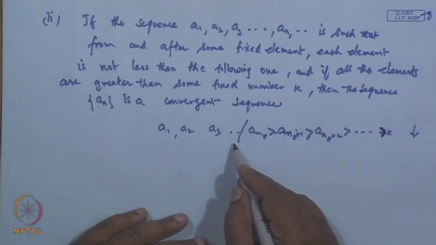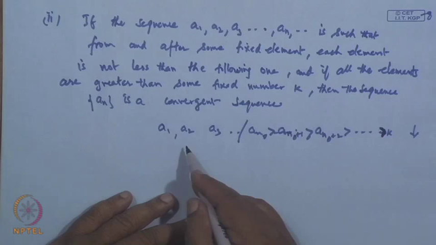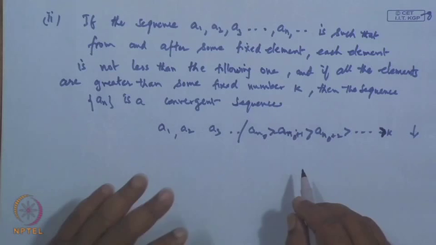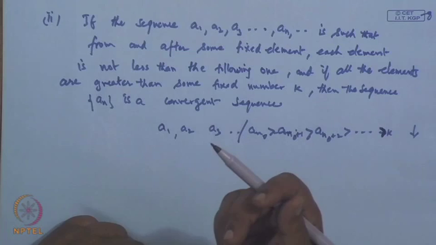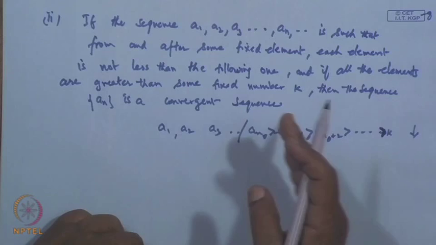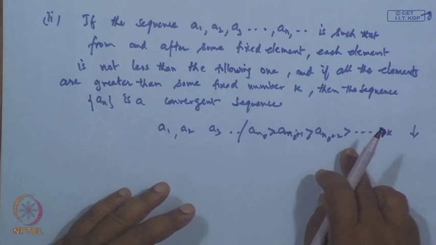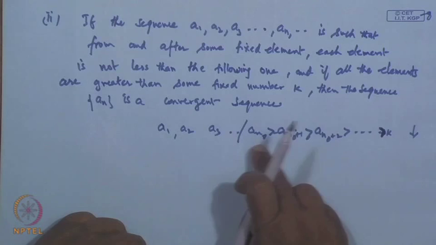But why is it after some term onward? Because the first few terms do not affect the convergence or divergence of the sequence. If the limit of the sequence is some finite quantity, then whether the first few terms are very large or maybe infinity, we would not care. Because as n is sufficiently large, the behavior of the convergent sequence is tested. So even if the first few terms do not satisfy this criterion, it does not matter.